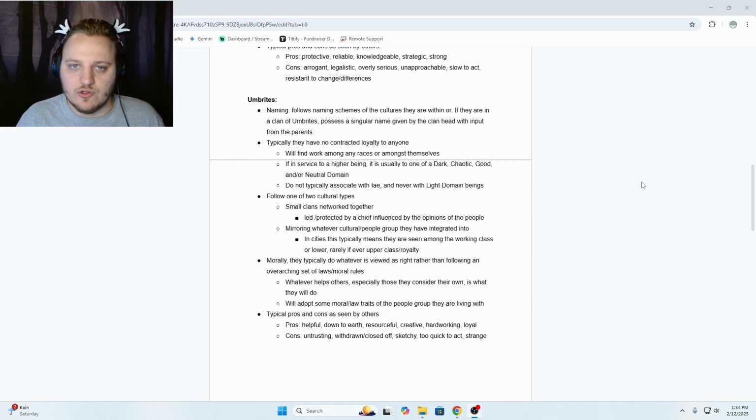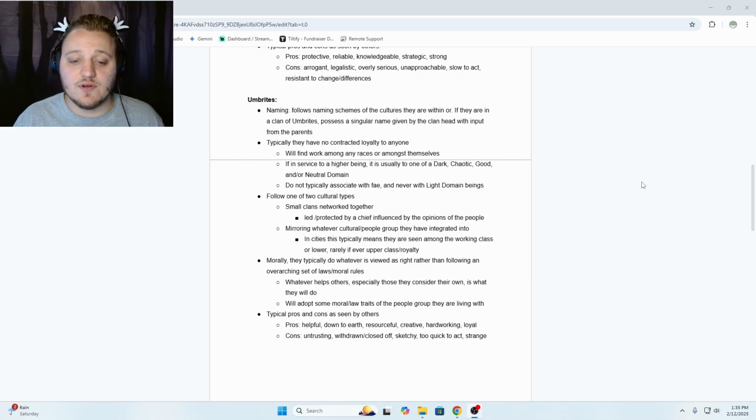Umbrites tend to follow one of two cultural types. They either follow a clan network, which is small clans networked together of Umbrites that are led and protected by chiefs that are influenced by the opinions and desires of the people, or they mirror whatever cultural group that they are in and have integrated into. In cities, this typically means that they are seen among the working class or lower. That's rare if they're ever a part of the upper class or royalty. In small towns and villages, they just kind of fit into the towns and villages. They live alongside them, work with them, things like that.